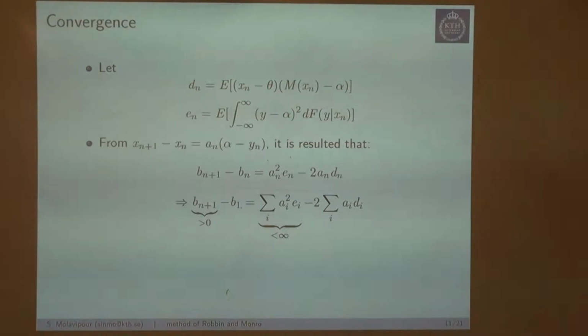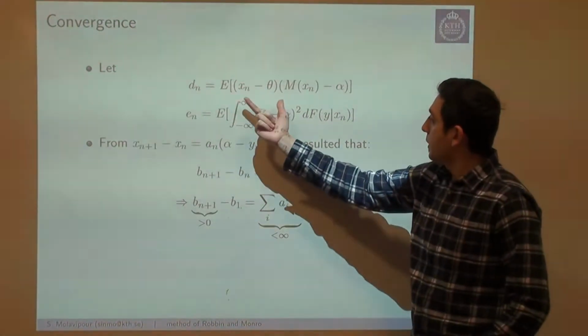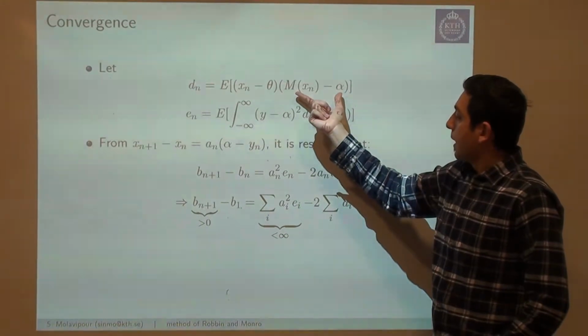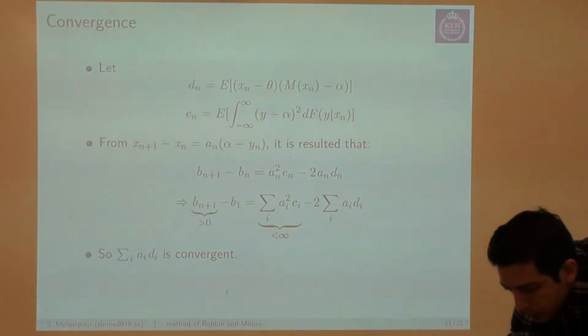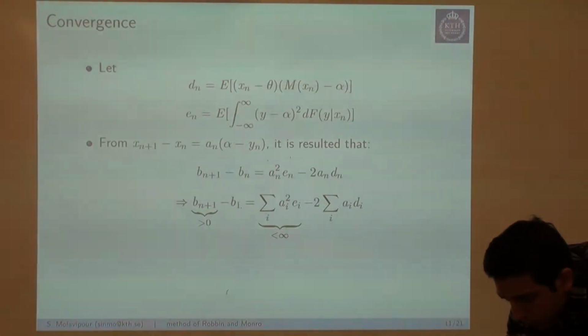Let's begin with these two definitions, dn and en. The dn is the expectation of xn minus theta times this one, and I don't know whether I have put it in the slides or not.